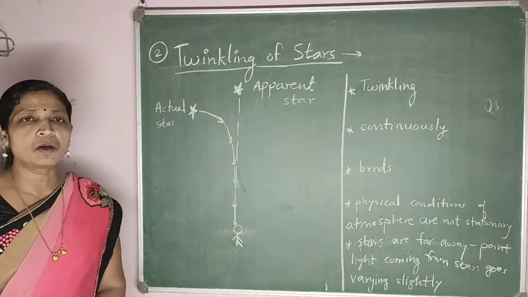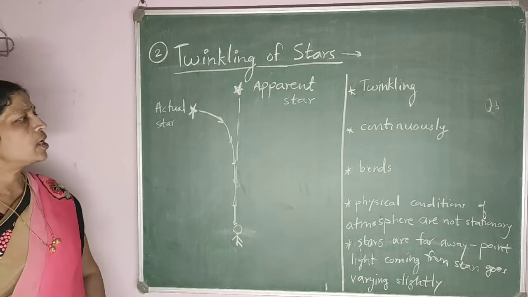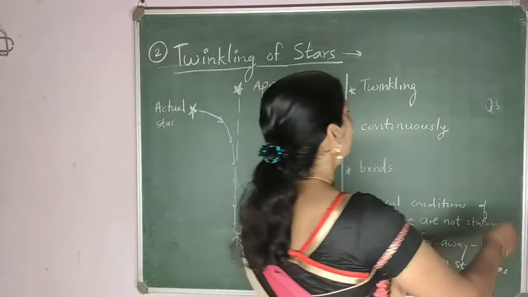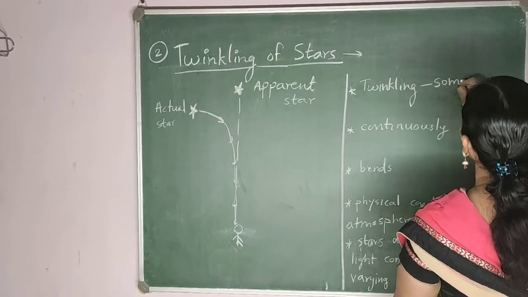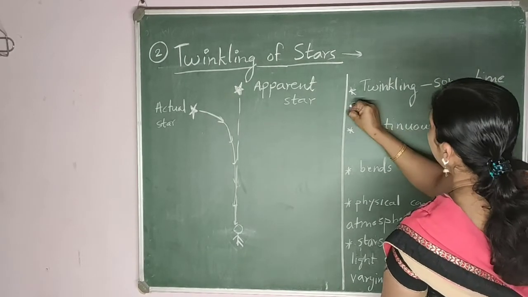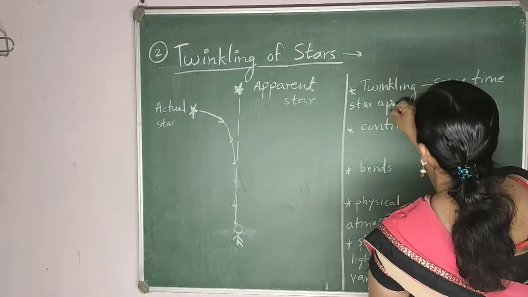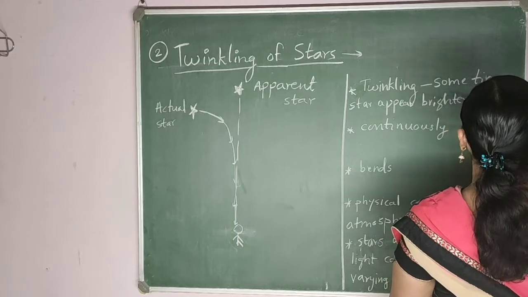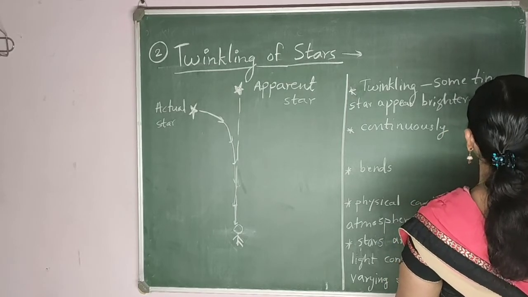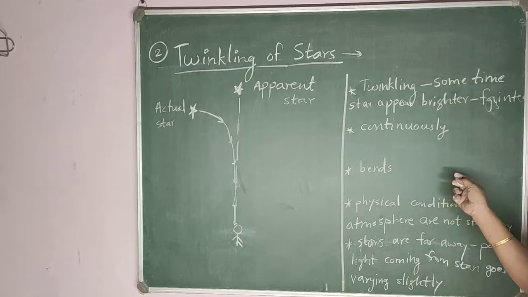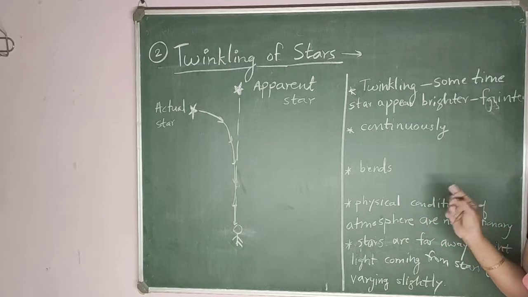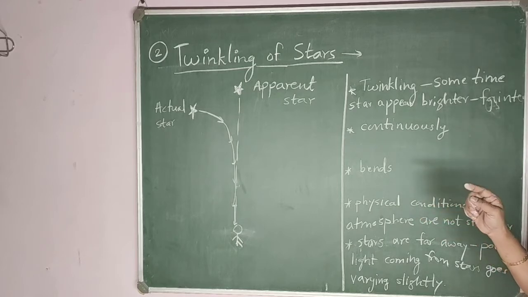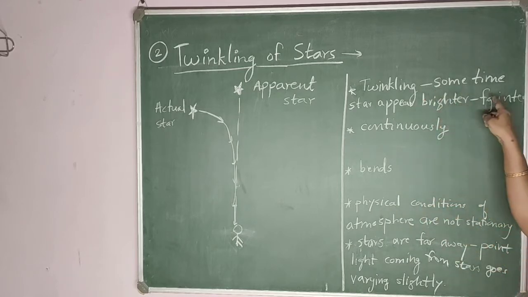Twinkling of stars also occurs due to atmospheric refraction. What is twinkling? Twinkling means sometimes the star appears brighter and sometimes fainter. That effect is called twinkling. Twinkling of a star means sometimes the star appears brighter to us and sometimes it appears fainter to us. That is called twinkling of a star.